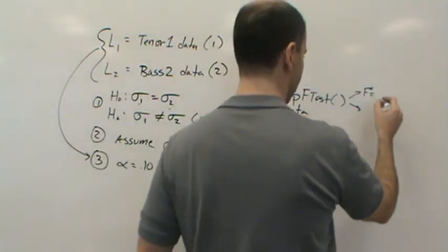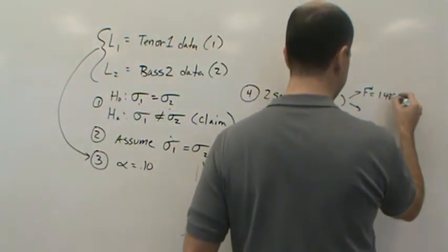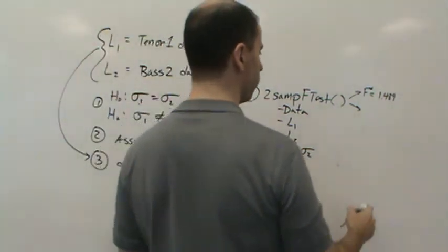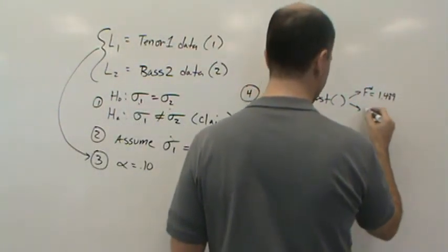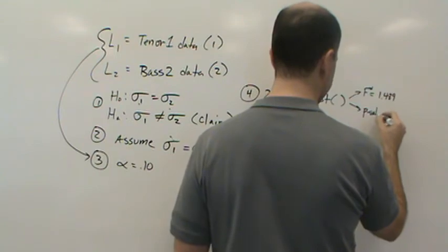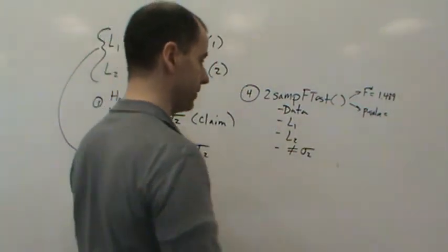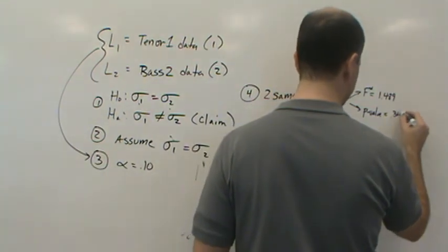is 1.489, which is very close to 1. So probably we're not going to reject. Our p-value will tell us immediately. Our p-value is 0.3430. So now we know the answer.